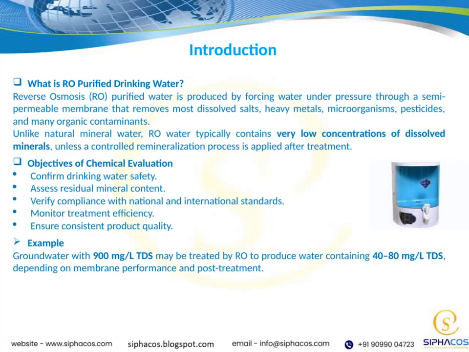Let's start by understanding what reverse osmosis purified water really is. It's water pushed through a special membrane that filters out most dissolved salts, heavy metals, and even tiny contaminants like pesticides and microorganisms. Unlike natural mineral water, RO water usually has very few minerals left, unless they're added back in later. Our chemical evaluation aims to confirm the water's safety, check mineral levels, ensure it meets standards, and track how well the treatment works. For example, water with high mineral content can be purified down to much lower levels through this process.